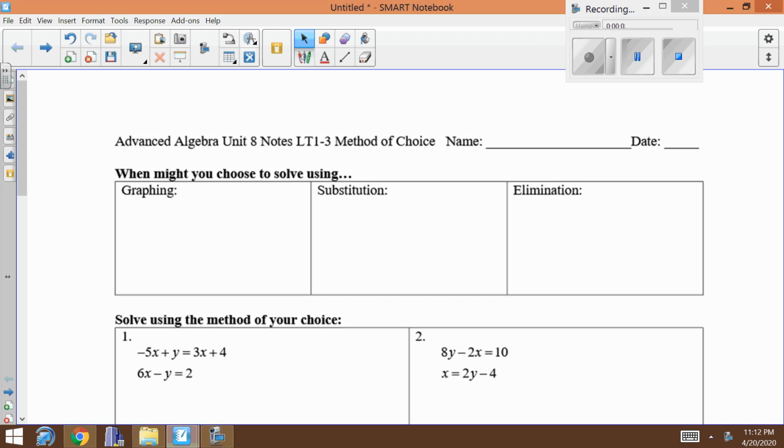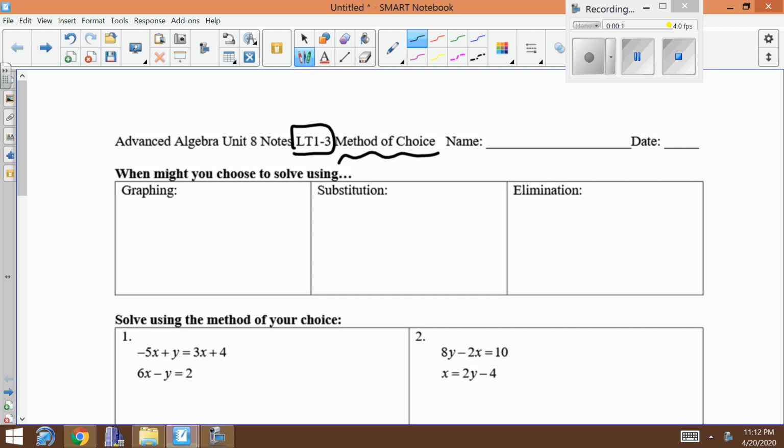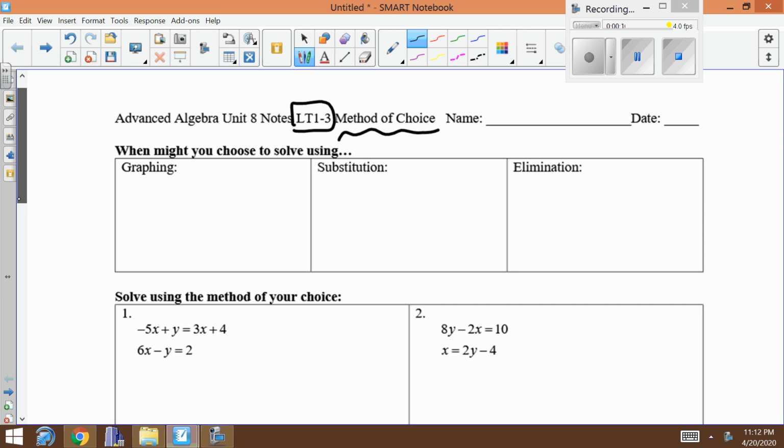Guys, we are going to go through the next part of our notes. You'll notice it's not a new target. It is targets 1 through 3, and this is solving using the method of your choice. That means that you get to decide which method you want to use when solving it.